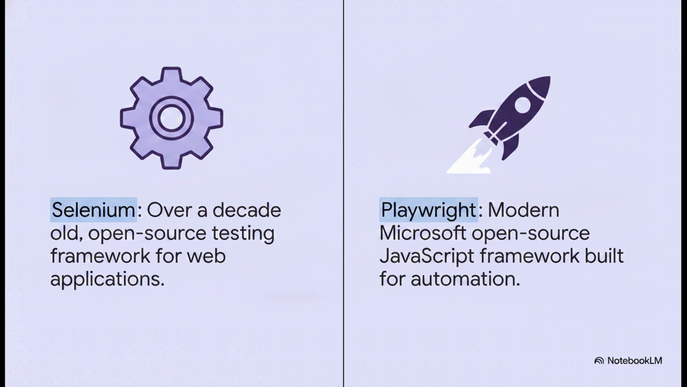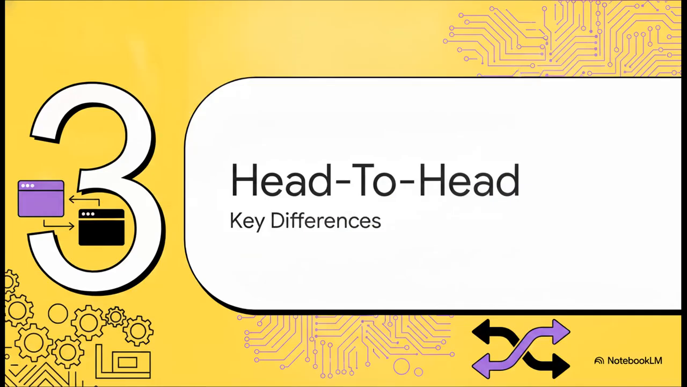But contrast that with Playwright. Developed by Microsoft, Playwright is this modern, open-source JavaScript framework that was built with automation as its absolute default goal. It was purpose-built from the ground up to be reliable, blazing fast, and totally capable of handling today's super complex web apps. Section 3. Head-to-head. Key differences. Let's get into the showdown.